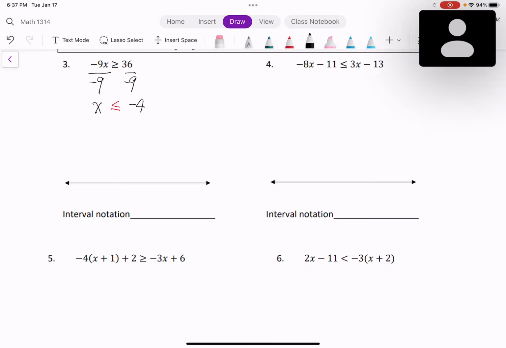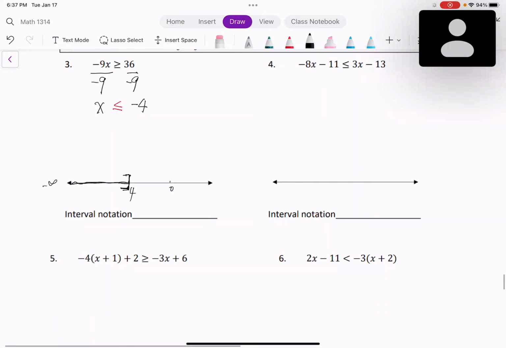So next step, we can find -4 on the number line. For example, this is 0, this is -4. X is less than or equal to -4. It's on the left-hand side of -4, and -4 is included. We use brackets. You can also use a solid point from -infinity to -4. In the interval notation, it's from -infinity to -4 with a bracket.